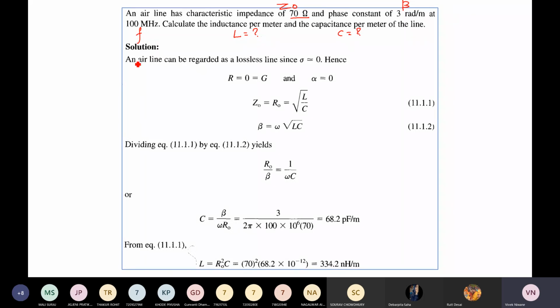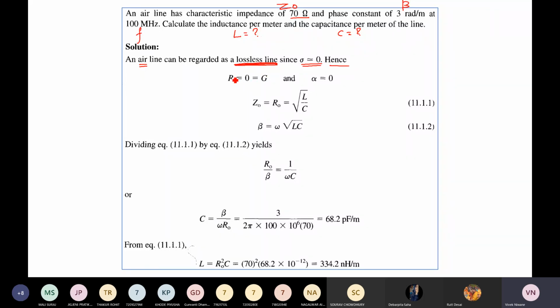So an air line can be regarded as a lossless line, because air is a dielectric medium and we know that for air its conductivity is nearly equal to 0. So it is an example of a lossless line. Hence this is very important. If you are not putting this assumption, we cannot solve the numerical.